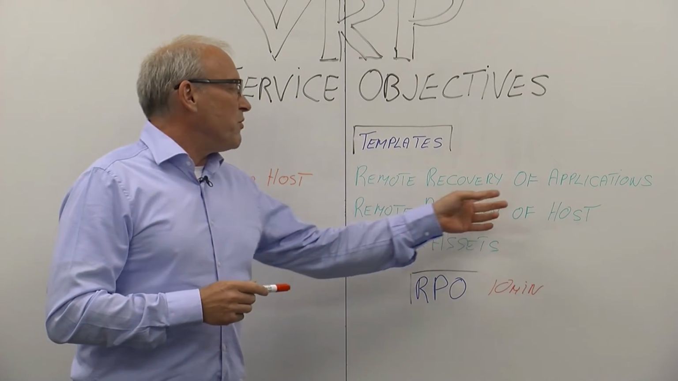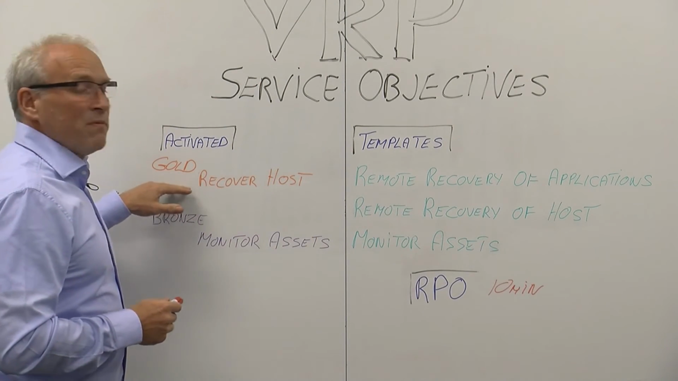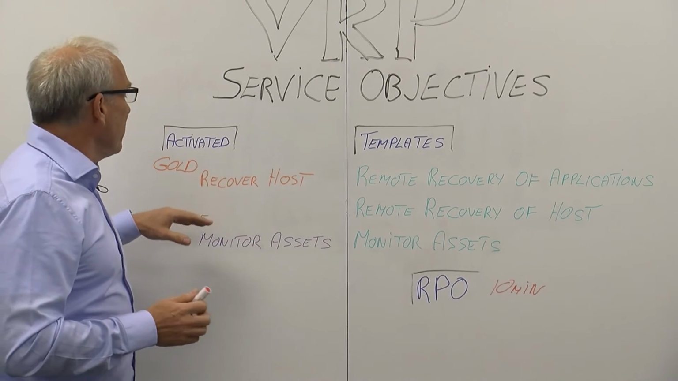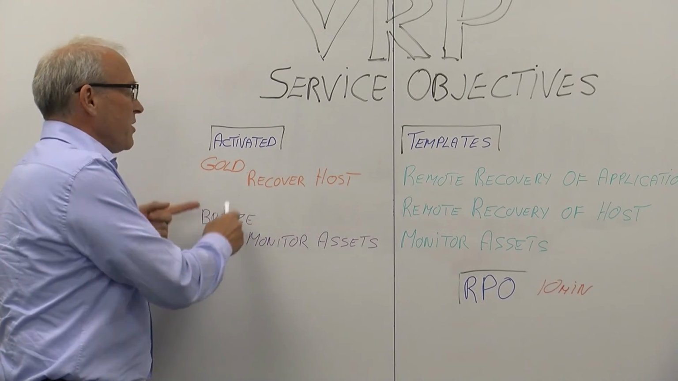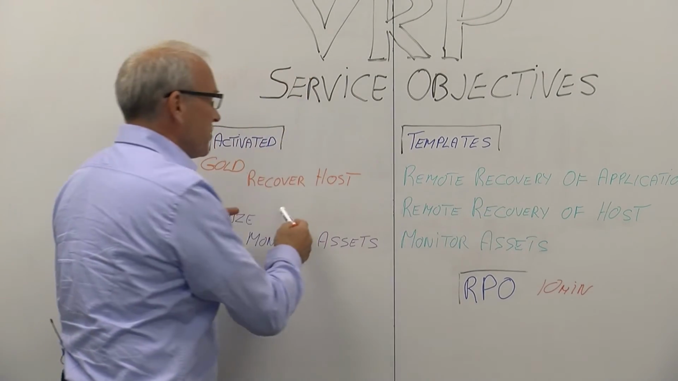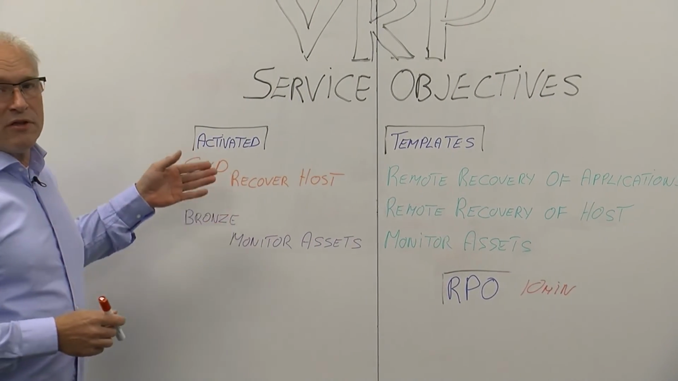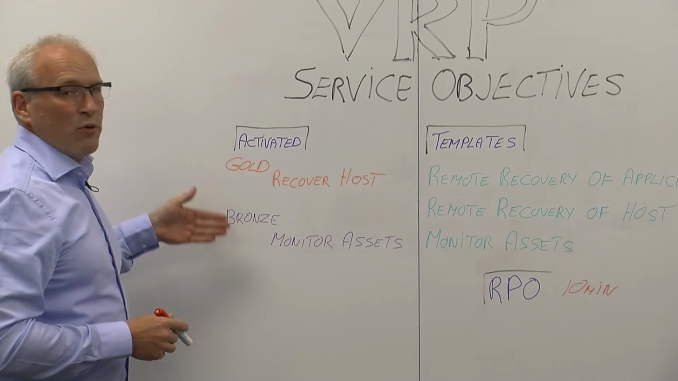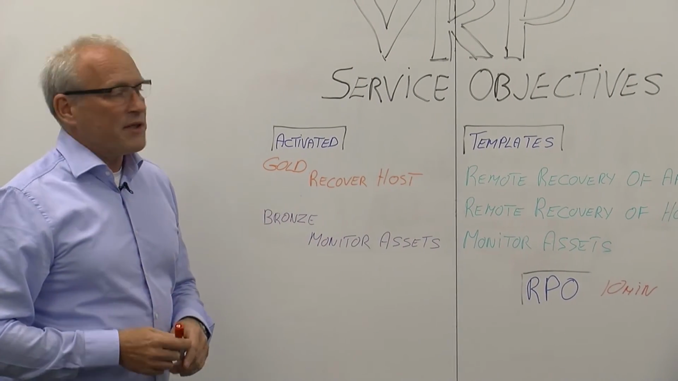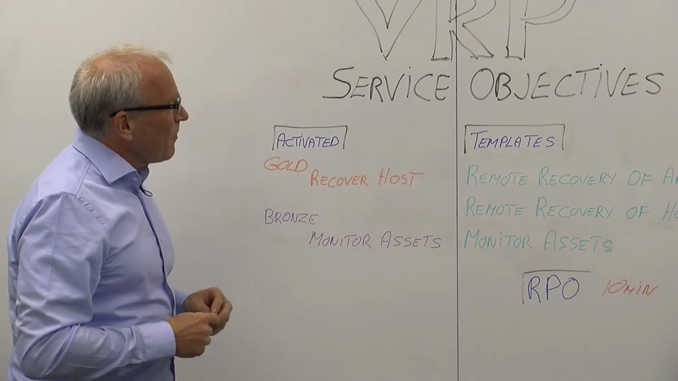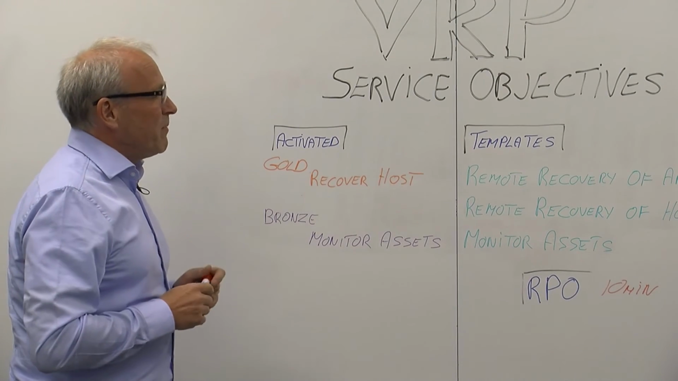When you activate one of these applications, after that, you will give it a name, and it will come up over here as an activated service objective. So in here, you can define it. It could be a silver, it could be remote recovery of application, depending on the RPO down here. You can also call them tier 1, tier 2, tier 3. So it's really just a name you put in there. By default in the product, we have gold, silver, bronze, just so you have a starting point. So that's really what defines the service objective in VRP 2.0.